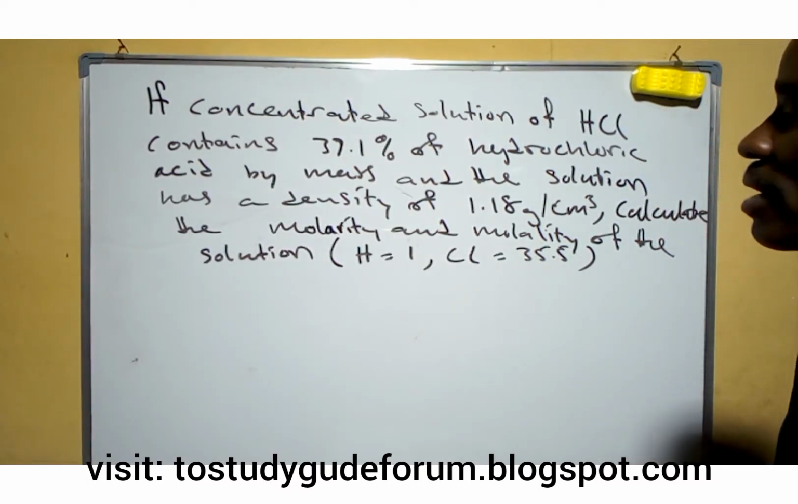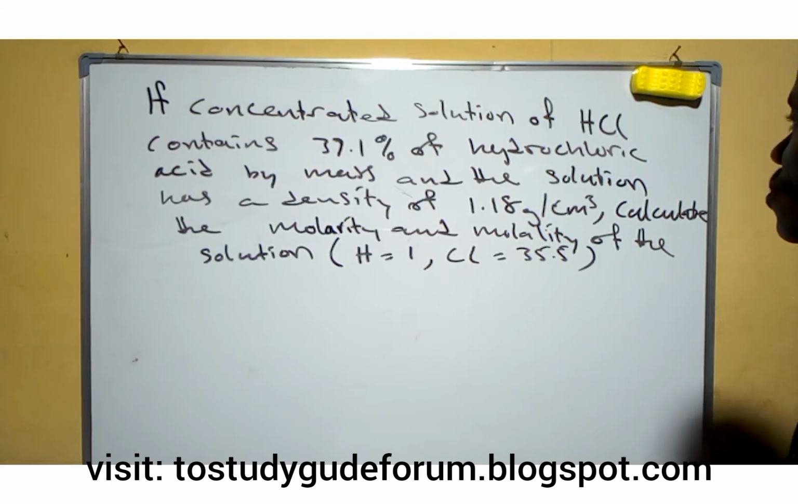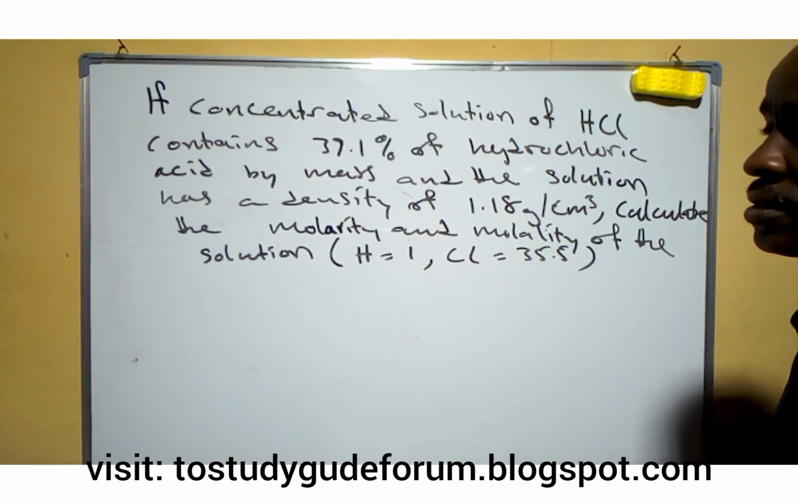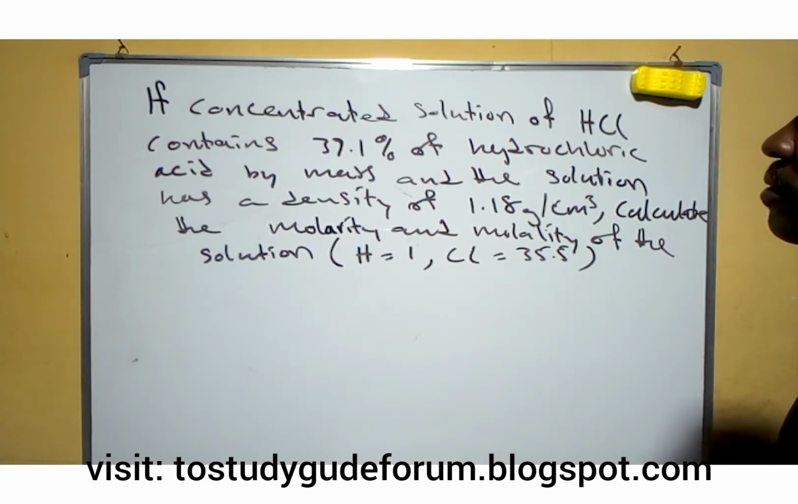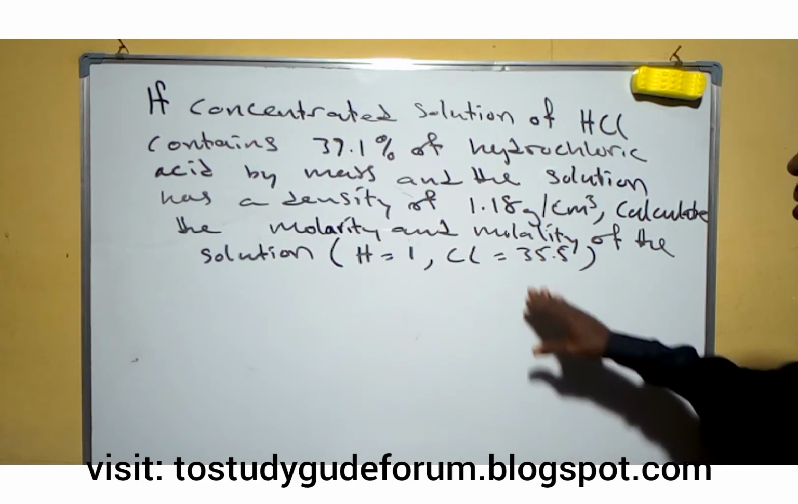Class, today we're going to be looking at a question that has to do with the strength of a solution. In this calculation, it says if a concentrated solution of hydrochloric acid contains 27.1% of hydrochloric acid by mass, and the solution has a density of 1.18 gram per cm cube. Calculate the molarity and the molality of the solution. We have the relative molecular masses of hydrogen and chlorine there.